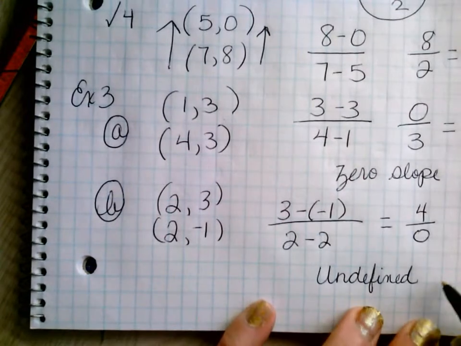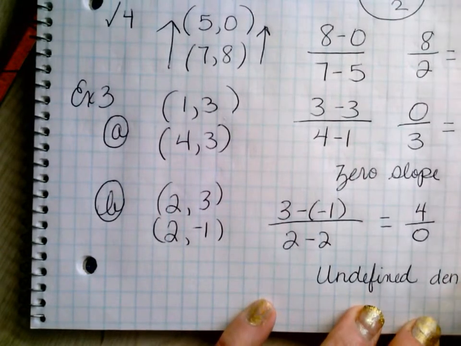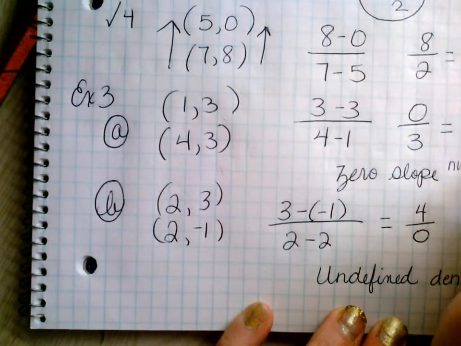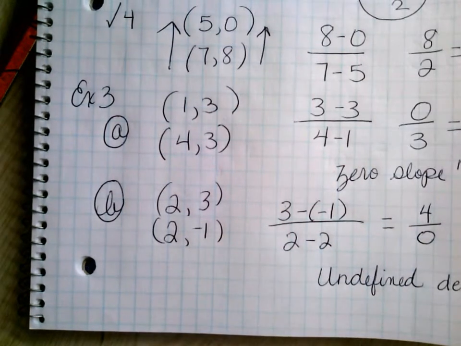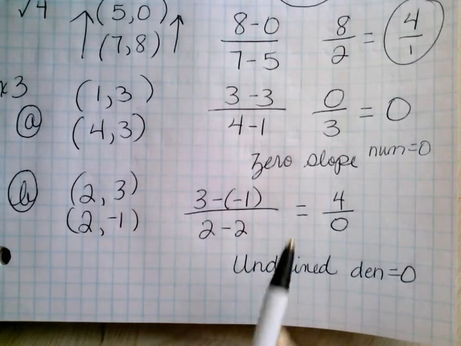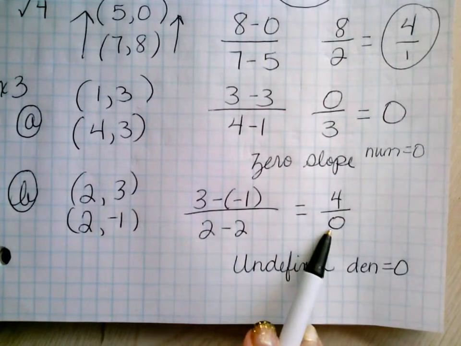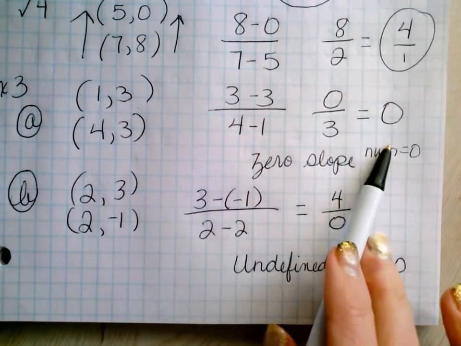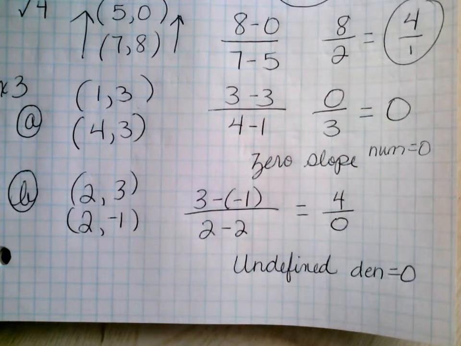So it's undefined when the denominator is 0, it's 0 when the numerator is 0. Okay, if that helps. It's undefined if you do this and your denominator is 0. Flat lines are 0, and you'll find that your numerator is 0. Okay.